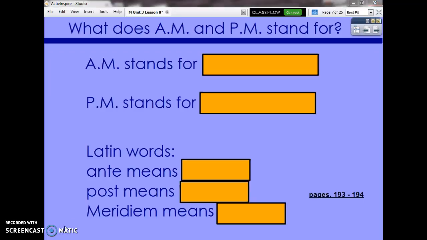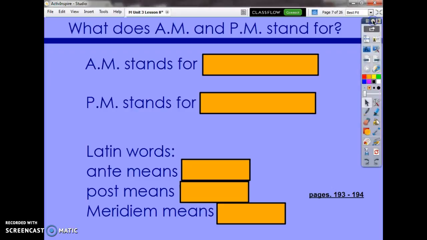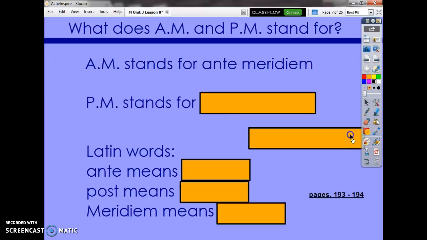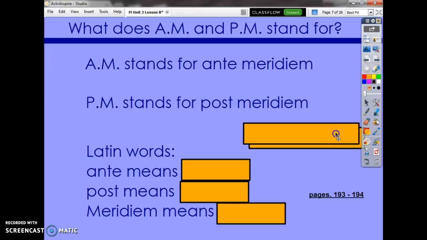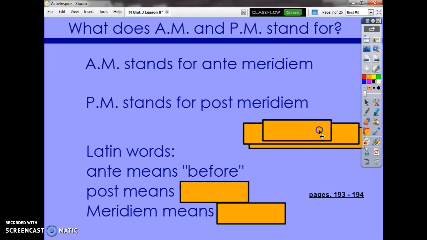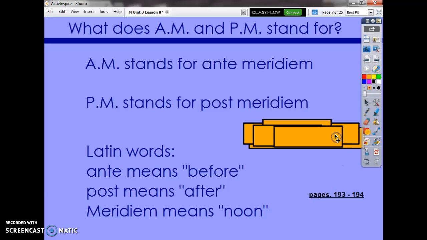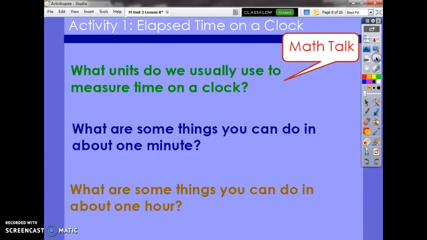Alright, so some of you have been asking what AM and PM mean, and so this lesson we're going to start talking about it. AM stands for ante meridiem, which means before noon. PM stands for post meridiem. They come from the Latin words ante, which means before, and post, which means after. Meridiem means noon. So that's how we get before noon and afternoon. Pretty cool, huh?